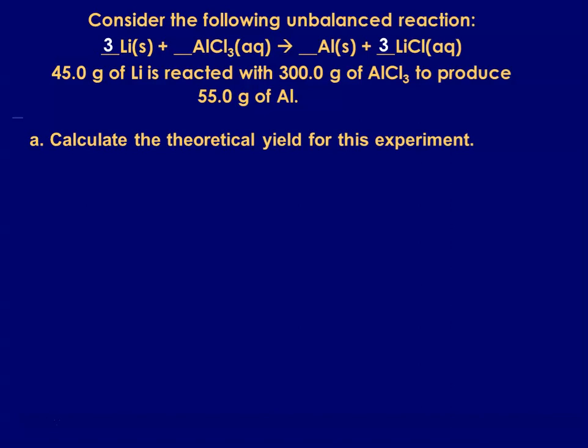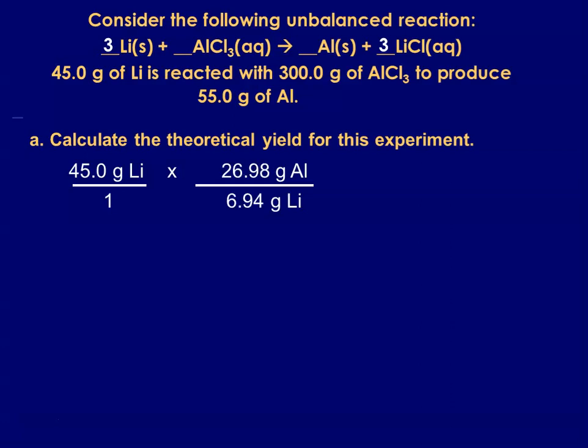With my balanced equation, I can take my 45 grams of lithium and determine how many grams of aluminum could be made. Again, I chose aluminum since I was told about the actual yield of aluminum in this experiment. Grams of lithium go on the bottom, grams of aluminum go in the numerator, molar masses for both go in the numerator and the denominator, and now I need coefficients to relate the two substances, 3 lithiums for 1 Al.